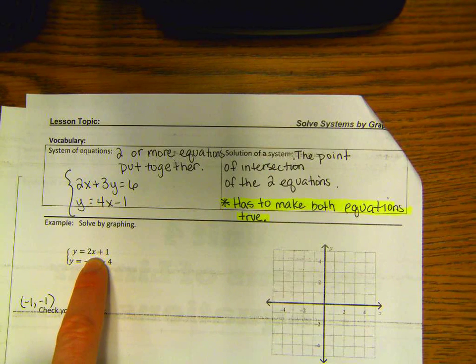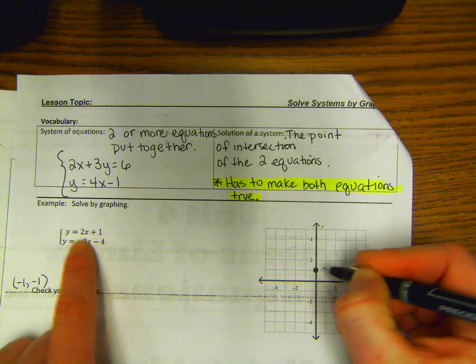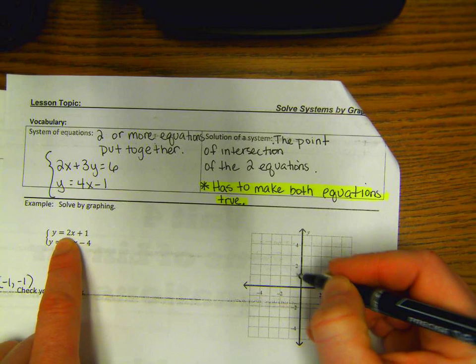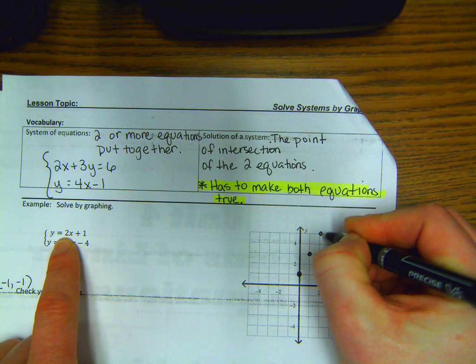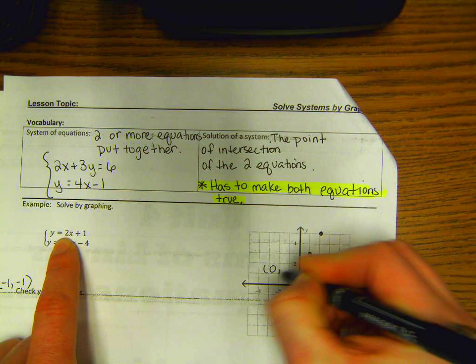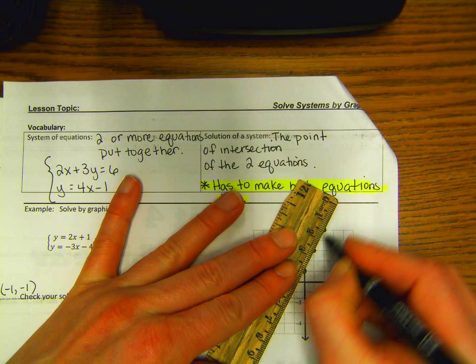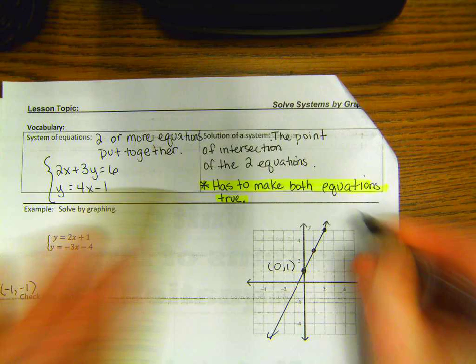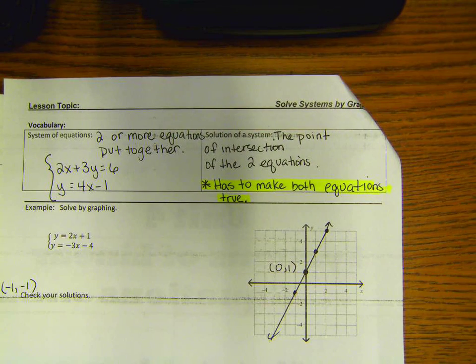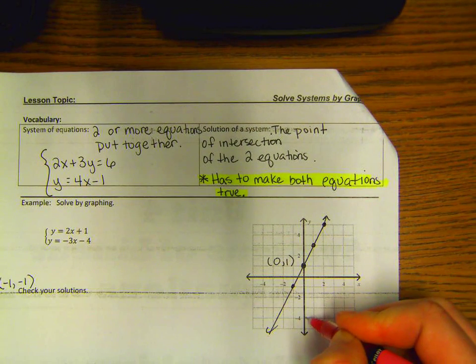How would I graph 2x plus 1? Y-intercept of 1? And I'm going to go up 2 over 1. Okay, let's graph that one. So there's 0, 1. Alrighty. And if I were to go backwards, it would go through that point too. Alright, let's do the other line.